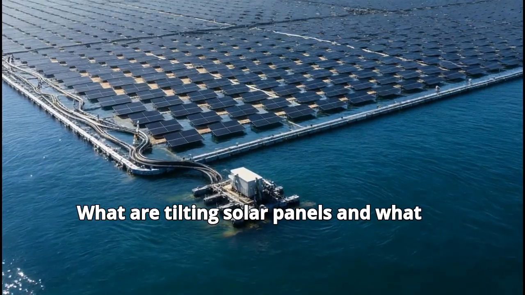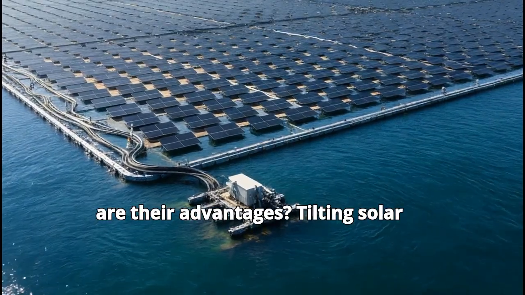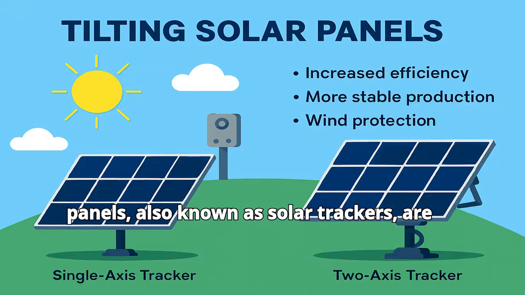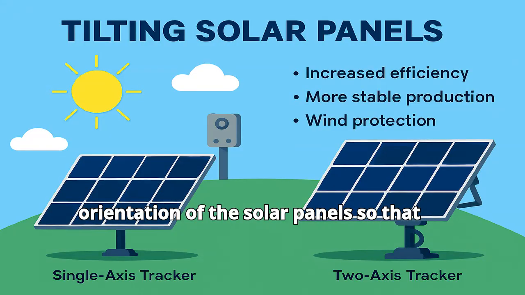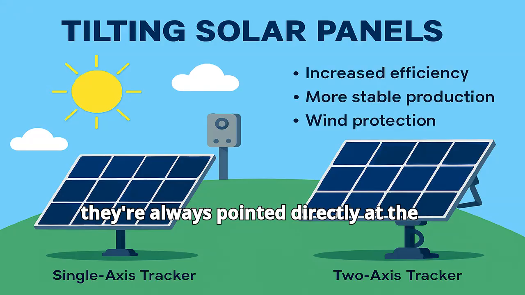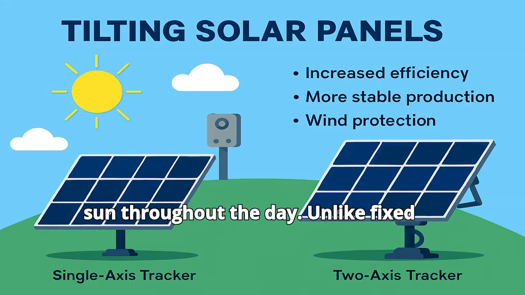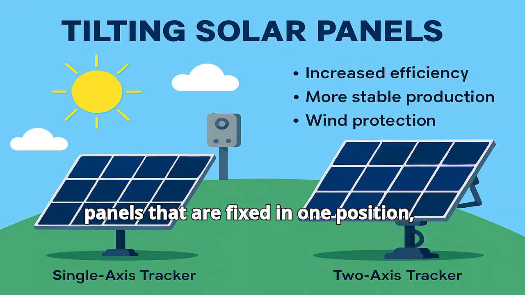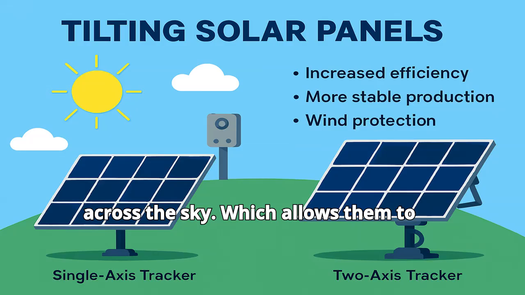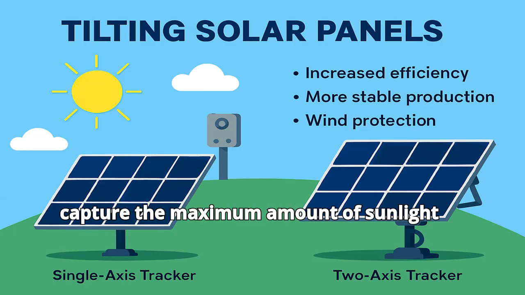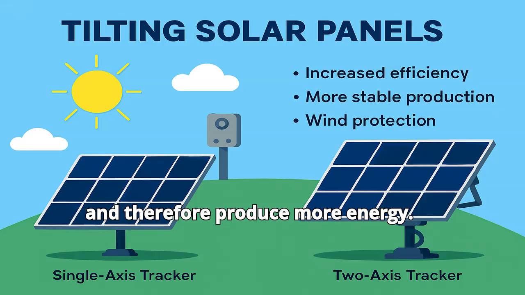What are tilting solar panels, and what are their advantages? Tilting solar panels, also known as solar trackers, are systems that automatically change the orientation of the solar panels so that they're always pointed directly at the sun throughout the day. Unlike fixed panels that are fixed in one position, trackers track the movement of the sun across the sky, which allows them to capture the maximum amount of sunlight and, therefore, produce more energy.